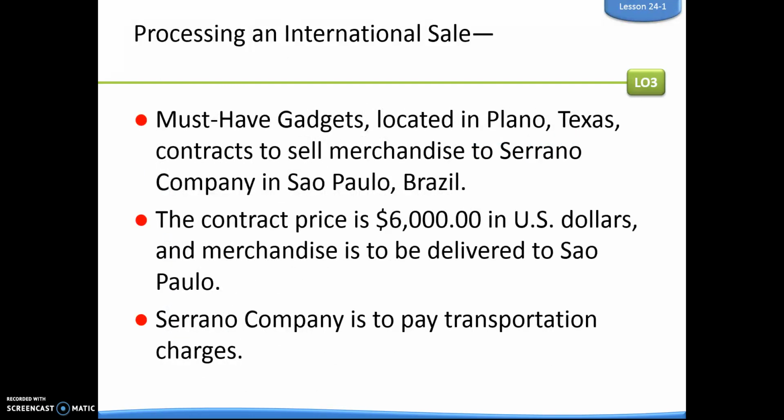So our Must Have Gadgets, which is located in Plano, Texas, contracts to sell merchandise to Serrano Company in Sao Paulo, Brazil. So Must Have Gadgets is exporting, and Serrano Company would be importing. So the contract price is 6,000 US dollars, and the merchandise is supposed to be delivered to Sao Paulo. Serrano Company, which is the company out of Brazil, is set to pay the transportation charges to get those goods, which is relatively common.